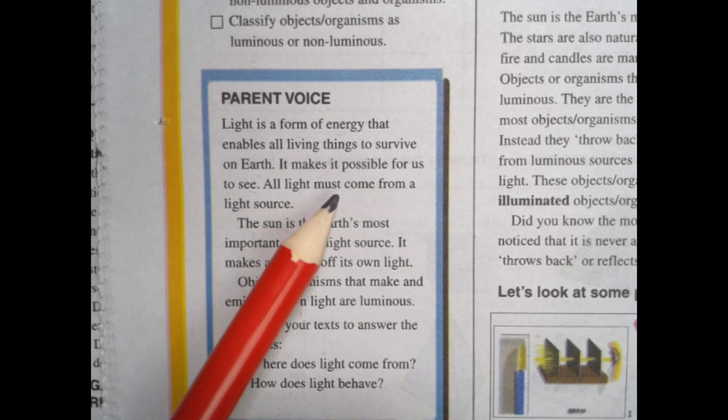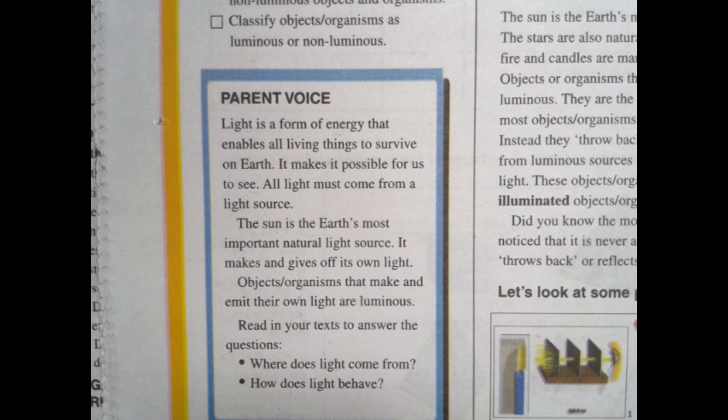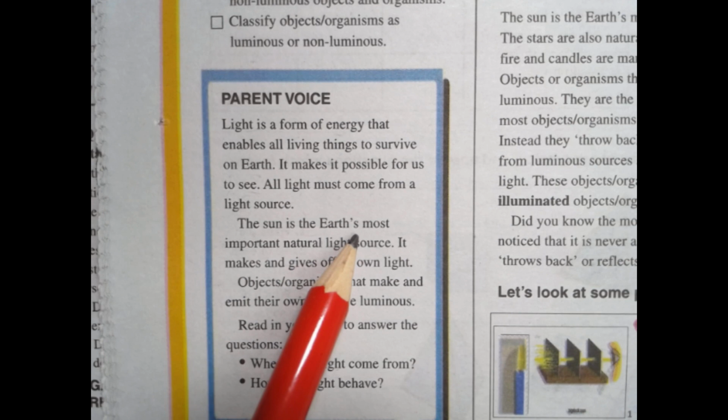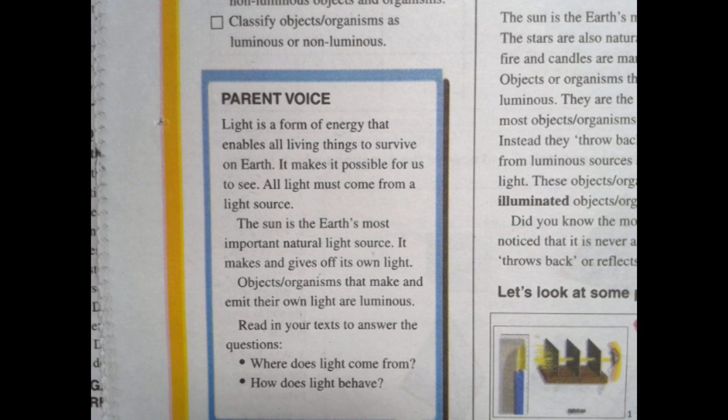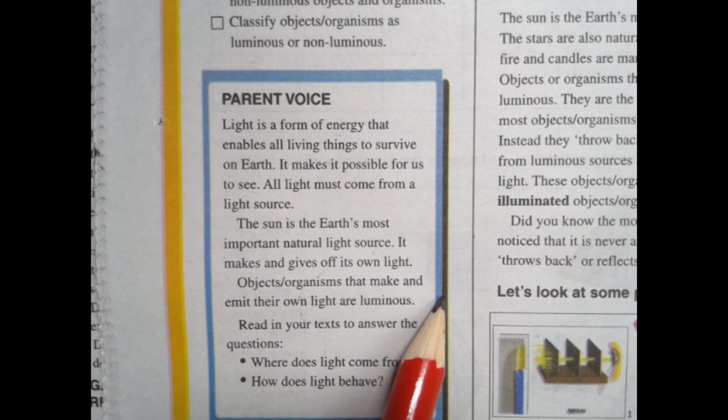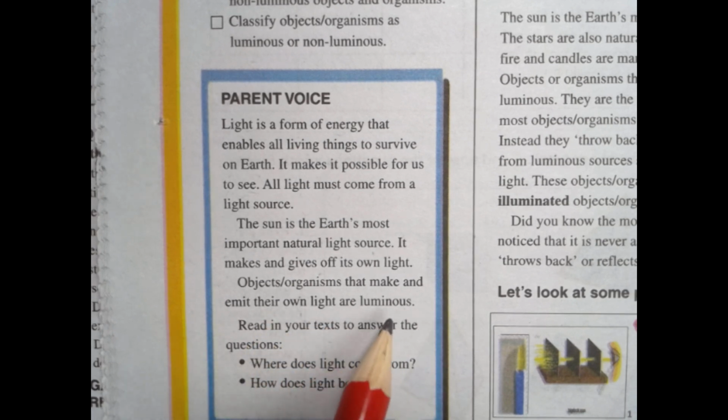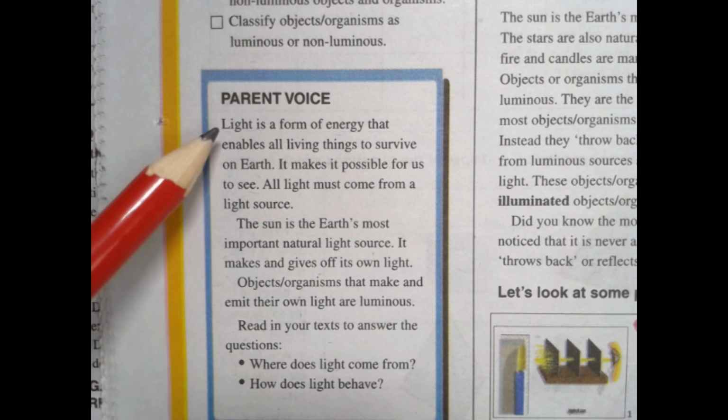All light must come from a light source. So once we have light, there is a source. The sun is the Earth's most important natural light source. It makes and gives off its own light. Objects or organisms that make and emit their own light are luminous. So anything that can make its own light is luminous. Now read in your text to answer the questions: where does light come from? How does light behave?